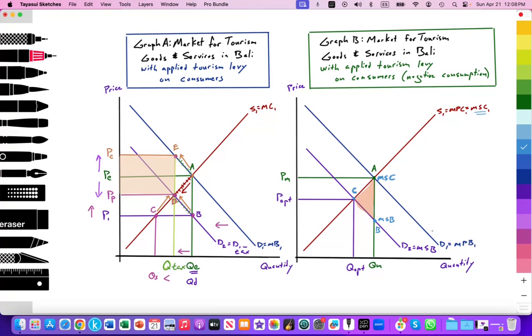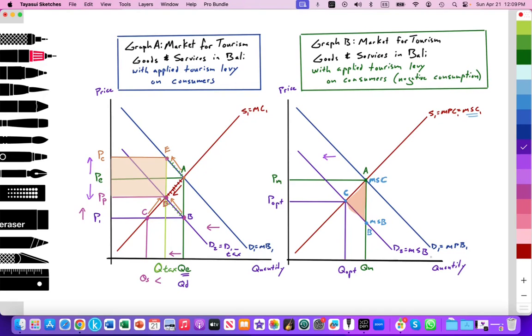How can the Bali government achieve this? Well, they're going to impose this $10 levy. The $10 levy is going to cause the demand curve to shift in by the amount of that tax from D1 to D2. Okay, so here we'll have D2 equal to the marginal social benefit, which is going to be equal to D1 minus the tax.